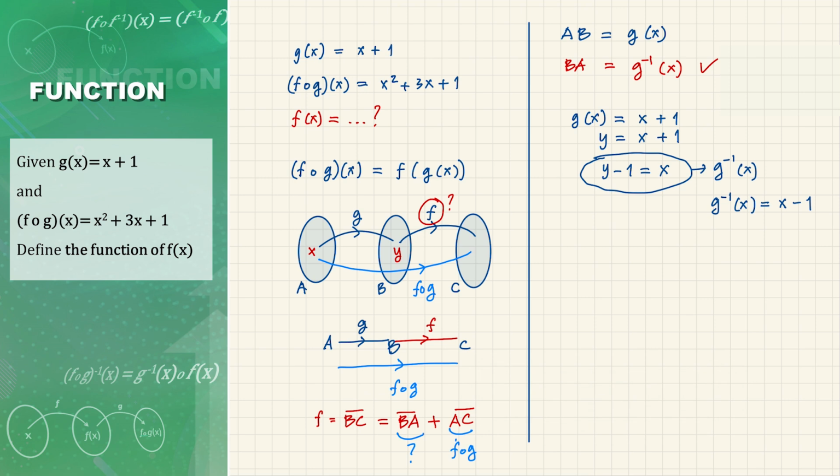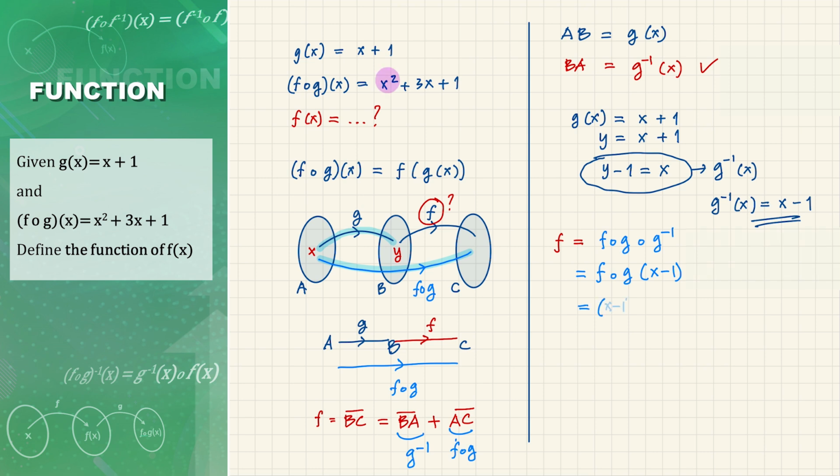Now, let's continue with the discussion of this problem. From the diagram, we get f is g inverse continued by the composition of f and g. We write it as f composed with g and composed with the inverse of g, or f composed with g from x minus 1. F composed with g from x is already known from the question. If the variable is x minus 1, then we need to change all x variables with x minus 1.